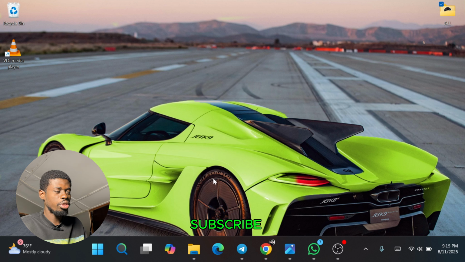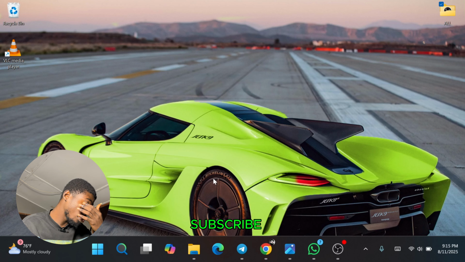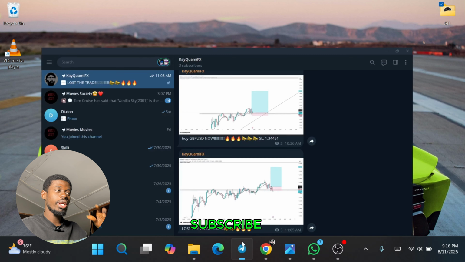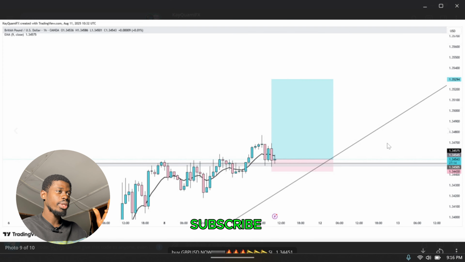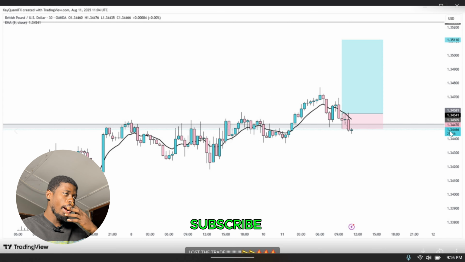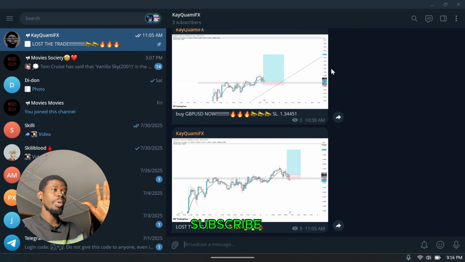I'm hoping to hold this trade overnight, and then to the next day until it plays out. This is the only trade that I didn't get to share in my Telegram. But first off, we entered the trade earlier, and it was a GBP USD trade. We had a buy bias on this particular one.